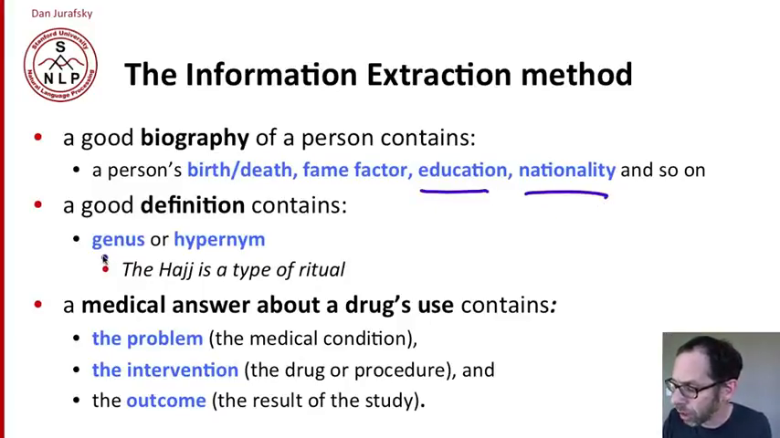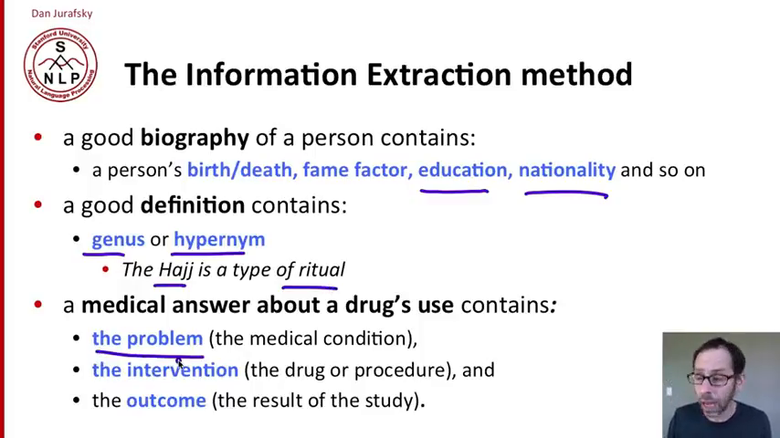Whereas a good definition contains what's often called a genus or hypernym. So we know that what is a Hajj? It's a type of ritual. And a good medical answer contains the problem that the medicine is designed to solve, the intervention, what is this drug or intervention we're going to use, and then the outcome, the result of the study describing this problem.